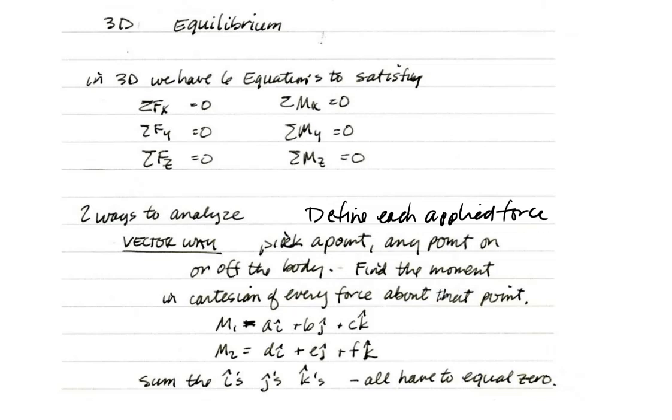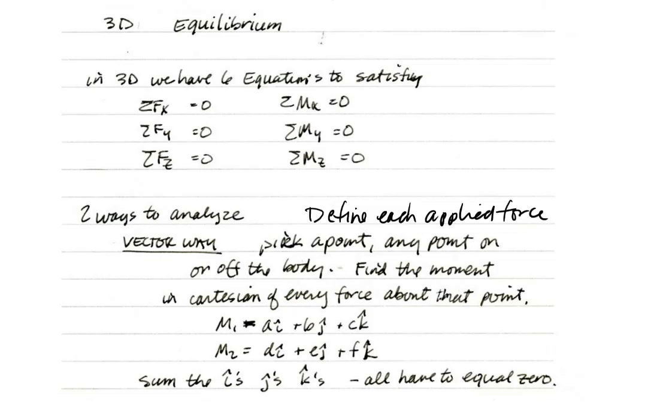about the vector way. This is the cross product approach, and here we'll have to define each applied force. Every force that is applied there, we'll define it in Cartesian. Then we're going to pick a point, any point really, it could be on or off the body, and then find the moment caused by that force.